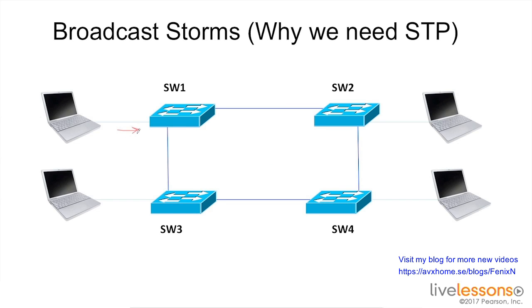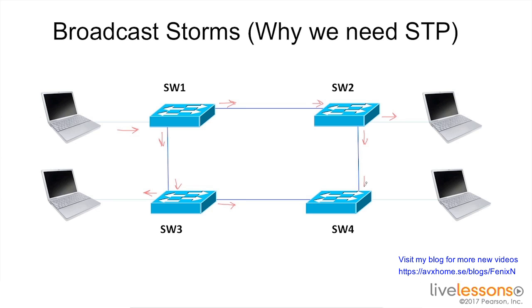Here I've got a network that's redundantly connected, and if this host sends out a frame for an unknown destination, switch 1 will forward that frame out both ports. Switch 2 now receives that frame and will forward it out both ports. Switch 3 receives that frame for an unknown destination and forwards it out both ports. And here's where the fun starts.